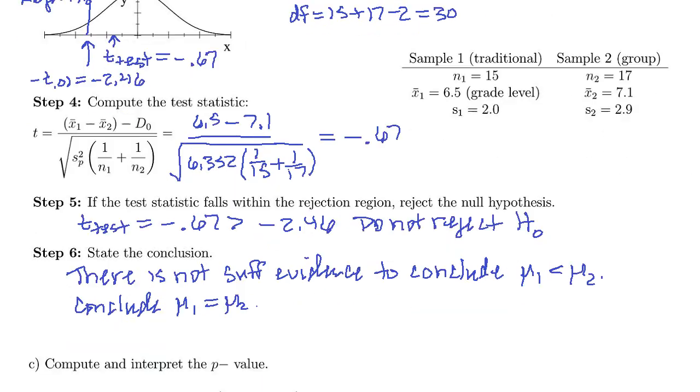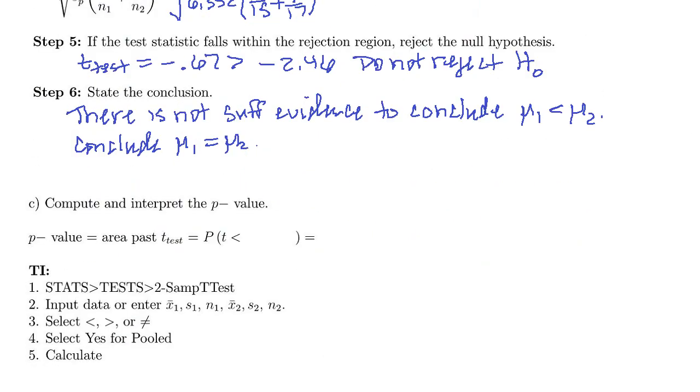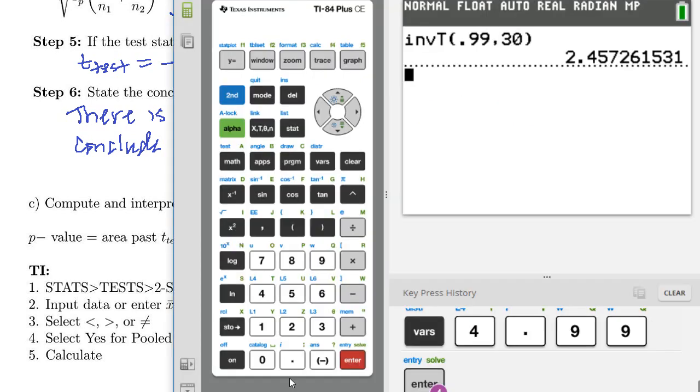And then we can perform this hypothesis test on the calculator. Well, let's calculate the p-value here real quick. Our p-value is going to be the area past the test statistic. Our test statistic was negative 0.67. So the probability that t is less than negative 0.67. We're going to use TCDF to compute that probability. So for negative infinity, we'll use negative 10,000 as our lower cutoff, up to our upper cutoff, negative 0.67, and then our degrees of freedom. So let's compute that real quick.